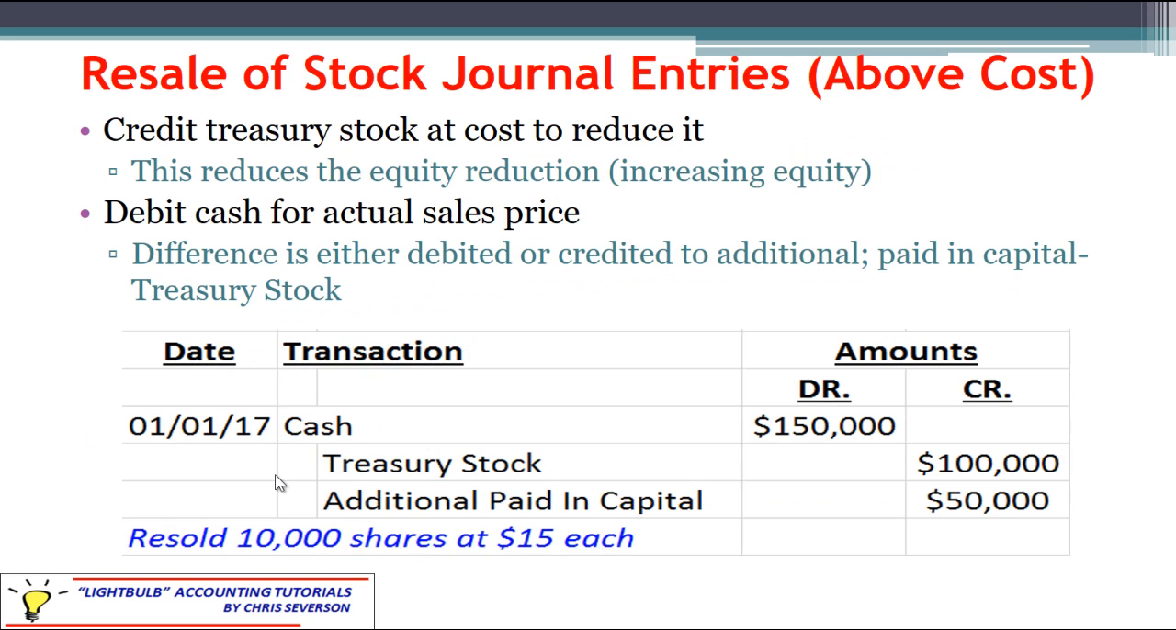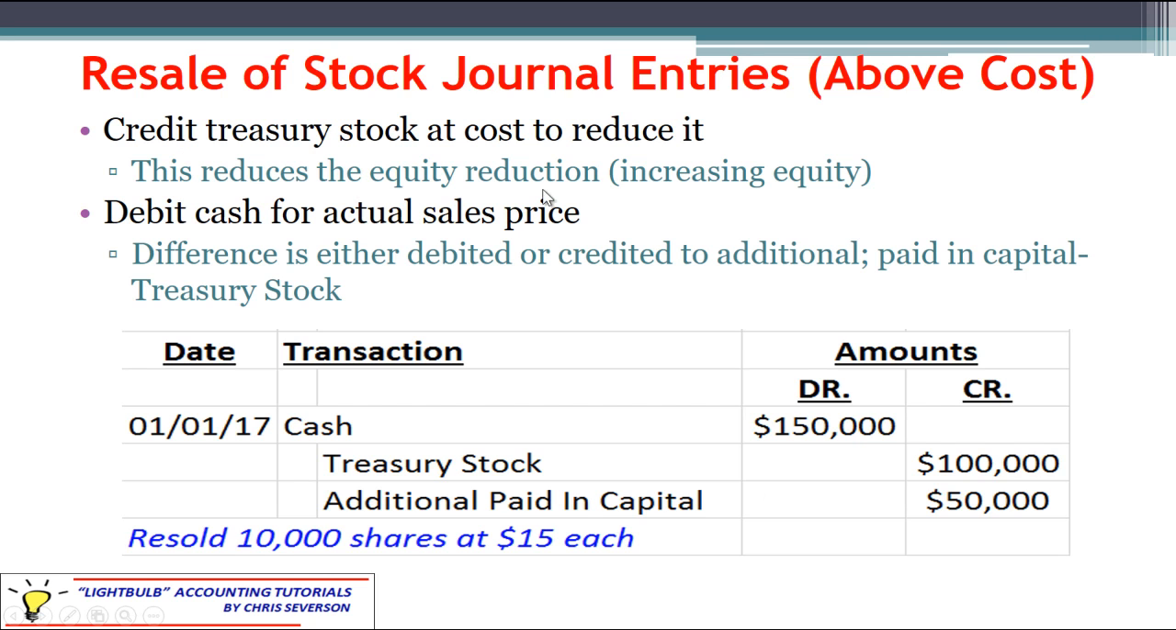So we're going to take a look at a few examples here to really flesh this out. The resale of stock journal entries above cost. So if we sold Treasury stock back above what we originally paid for it, keep in mind it is not a gain. If you did that same thing with some other stock that you owned of other companies, it would be a gain on sale of investment. It's not the same for Treasury stock, though.